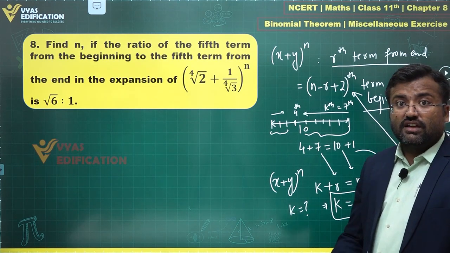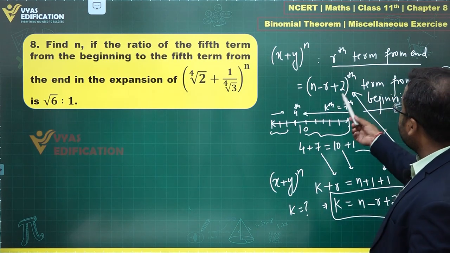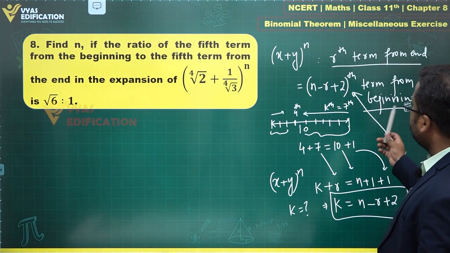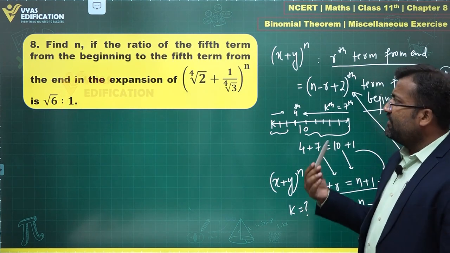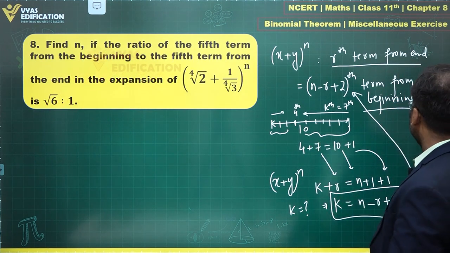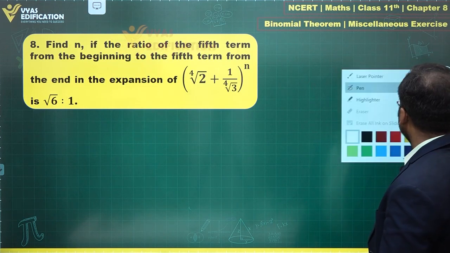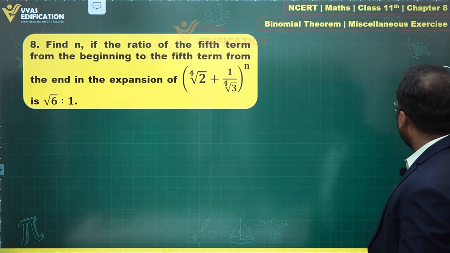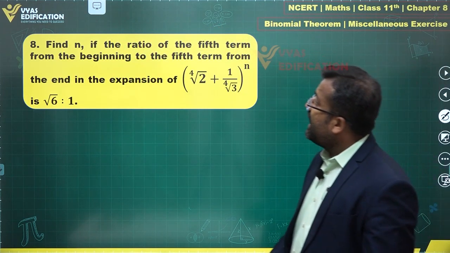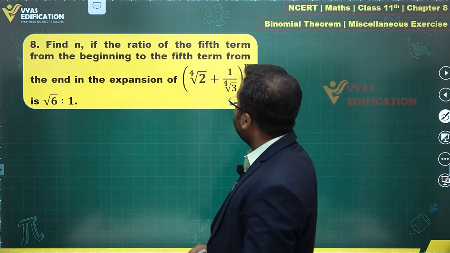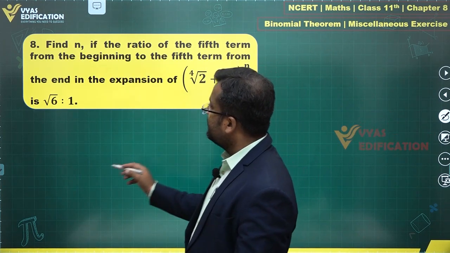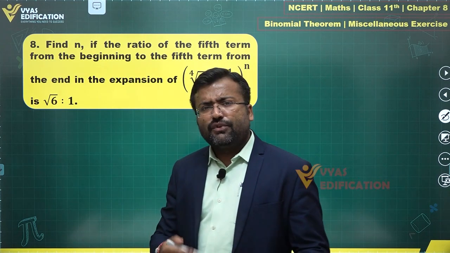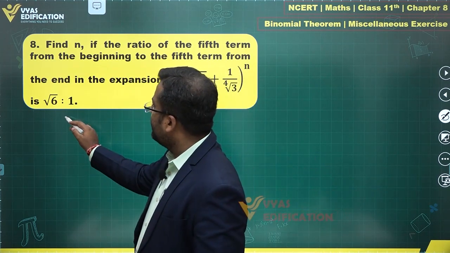So rth from the end implies the (n - r + 2)th term from the beginning. And once we are through with this, we can very easily solve this question. Let's try to solve this one. What do we have? We have a ratio of the fifth term from the beginning to the fifth term from the end in the expansion of this. So the fifth term from the end, what will that look like?